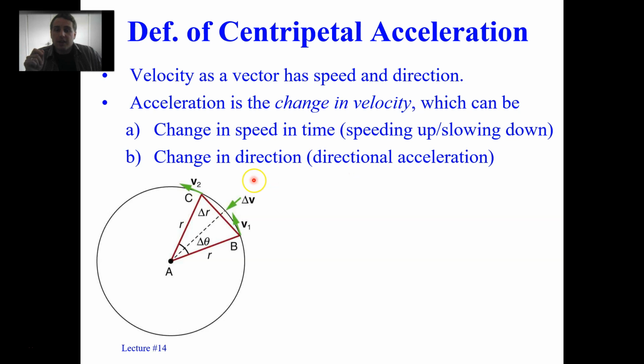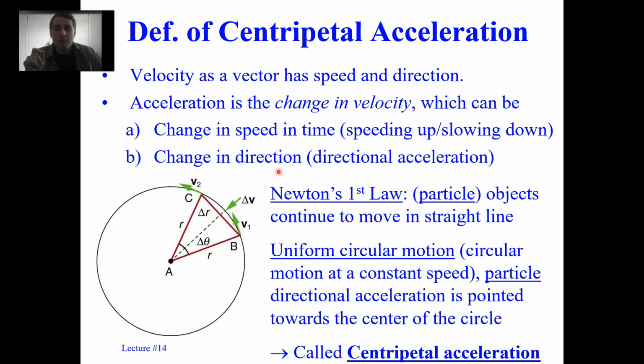So notice this directional acceleration, this delta v, can be due to the velocity vector changing its direction only, but not its speed. So remember what Newton's first law says. A particle or object continues to move in a straight line unless acted upon by an external or an outside force. So uniform circular motion, which is circular motion by definition at a constant speed, means the particle's directional acceleration is pointed toward the center of the circle.